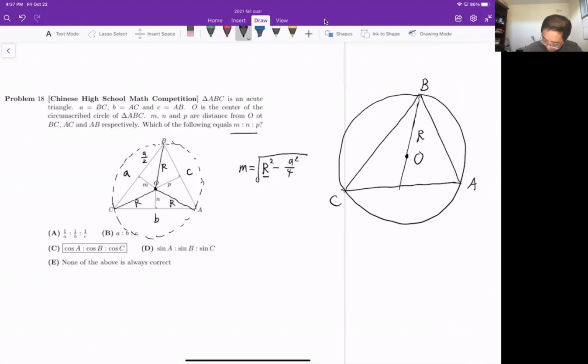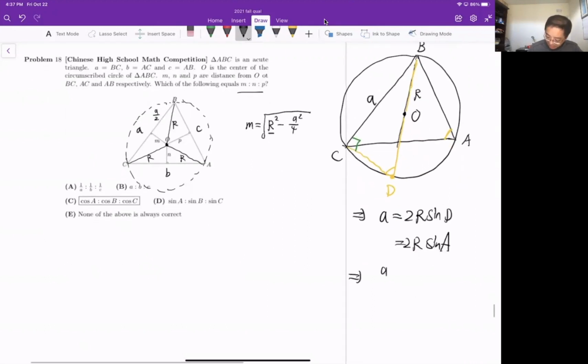Now let's just extend this circle, and we extend this and connect to this point. Let's say this is the point D. Now these two angles are the same, right? They're the same because they correspond to the same arc, and we know this guy is 90 degrees. And this one will be A. All right, so from here we get A equals twice of R, which is the diameter, times the sine D, but sine D is the same as sine A. So this is 2R times sine A. And this tells us A over sine A is twice of R.